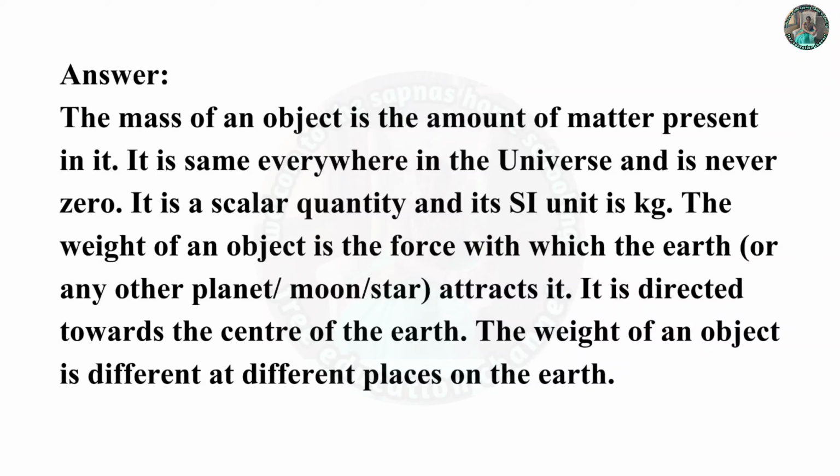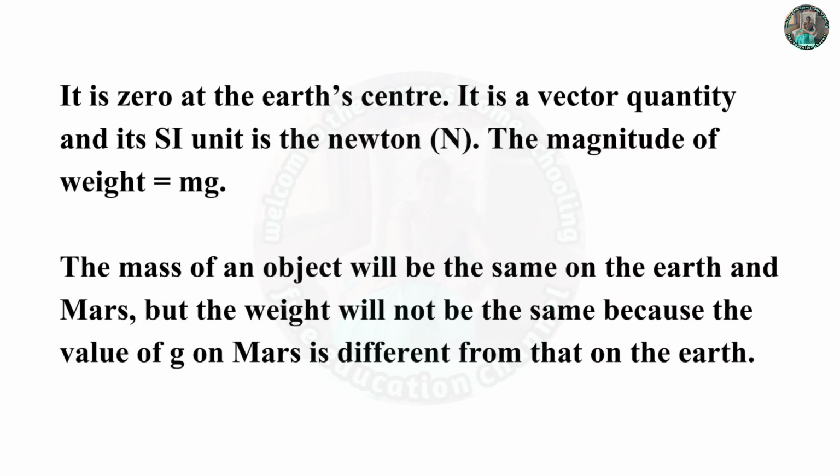The weight of an object is the force with which the earth or any other planet, moon, star attracts it. It is directed towards the center of the earth. The weight of an object is different at different places on the earth. It is 0 at the Earth's center. It is a vector quantity and its SI unit is Newton. The magnitude of weight is equal to mg. The mass of an object will be the same on the Earth and Mars, but the weight will not be the same because the value of g on Mars is different from that on the Earth.